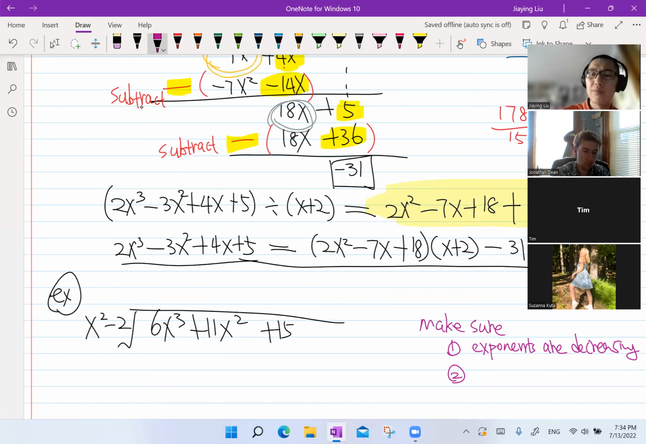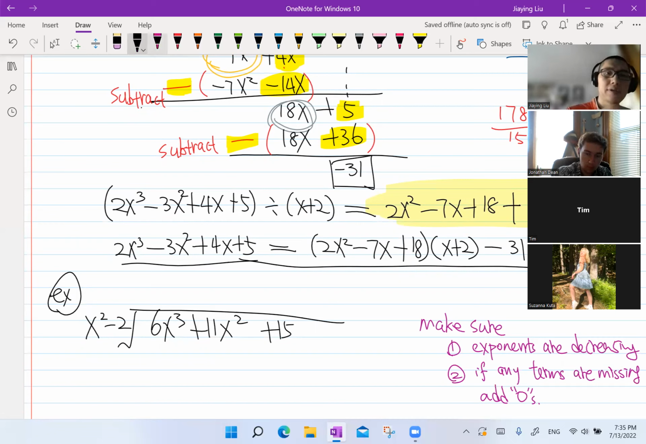So if any terms are missing, we need to add zeros for them. In this case, I have x cubed, x squared, and then a term that's not there, and it jumps directly to 15. So I'm going to add a 0x there. So 6x cubed plus 11x squared plus 0x plus 15. And now we can actually do the division.